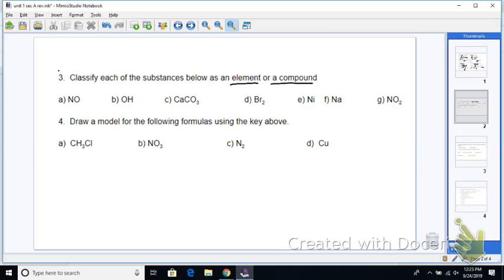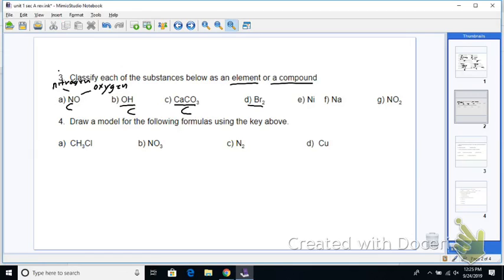So if you see two capital letters next to one another, that's a compound. There are two capitals. One stands for nitrogen, and the other one stands for oxygen. So you're combining those two together to make a compound. OH, two capital letters side by side. It's a compound. We've got three different elements here. We've got calcium, carbon, and oxygen, so that's a compound.